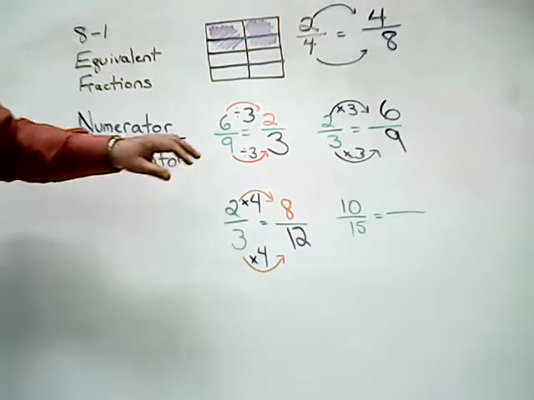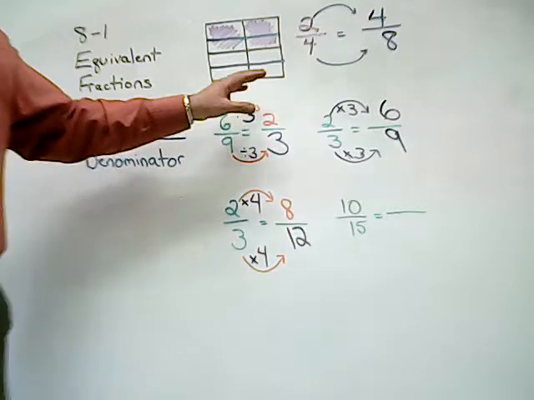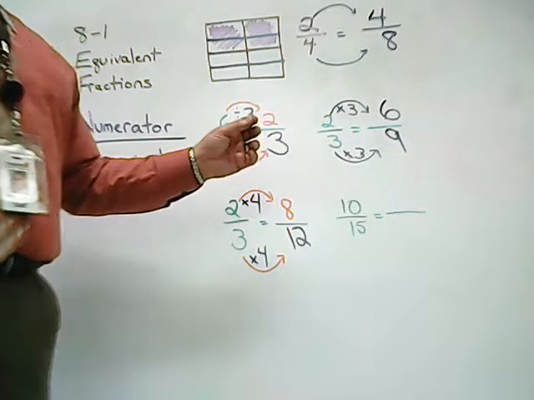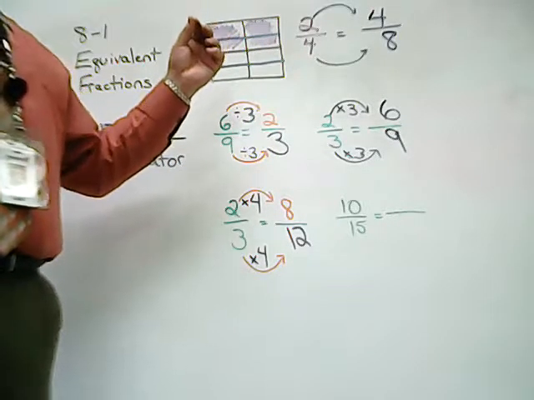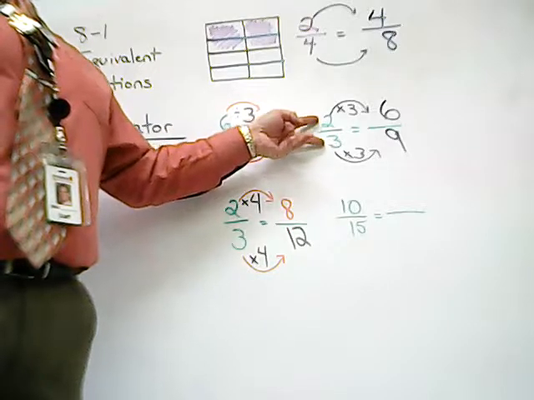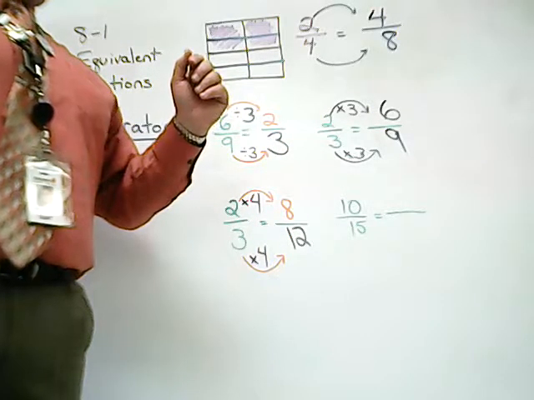And while division may only have 1 or 2 possible answers, multiplication has an infinite amount. I could have done times 9. I could have done times 13. I could have done times 6. And I would always find an equivalent fraction when I am multiplying.